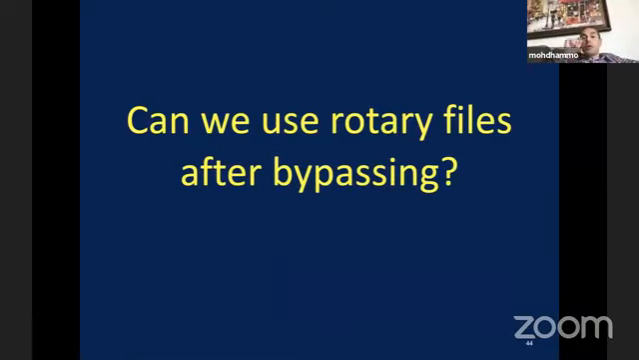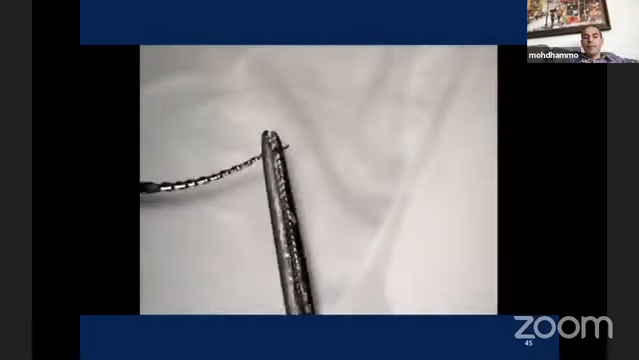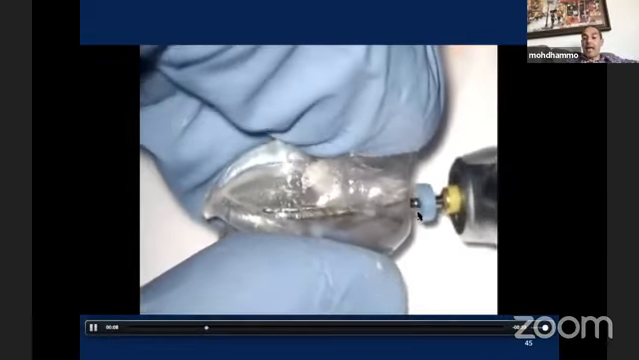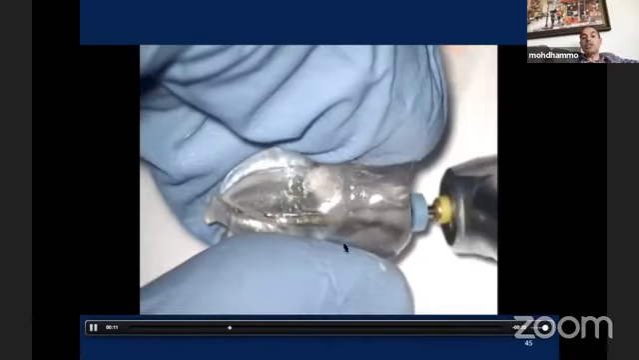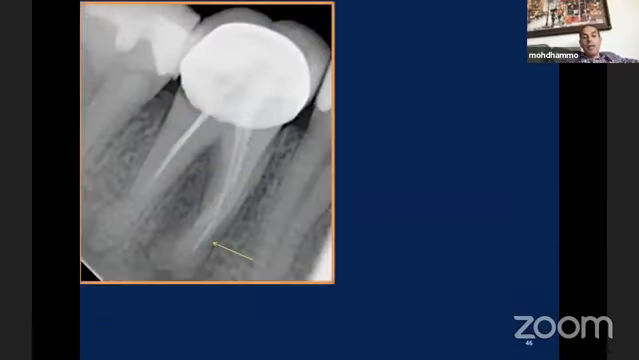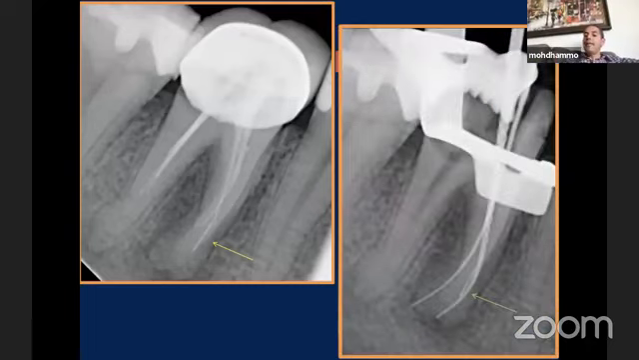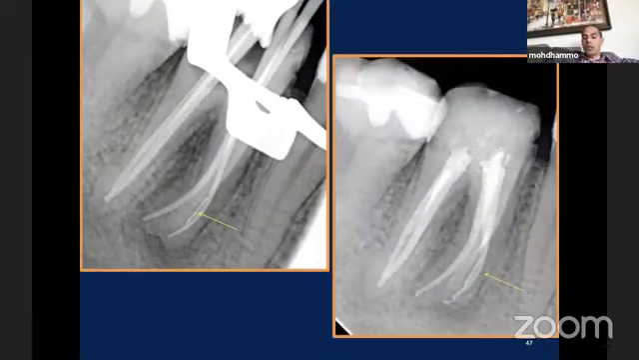This is always a question from our colleagues. Can we use rotary file after bypassing? Personally, I will use a heat-treated file, 4% taper. In this case, I will use the Two-Shape file from Micromega. It's heat-treated. I will bypass after K file 25 till I reach the end of the canal. So I will bypass, then I will enlarge the canal with a 4% heat-treated file, then I will make my obturation.